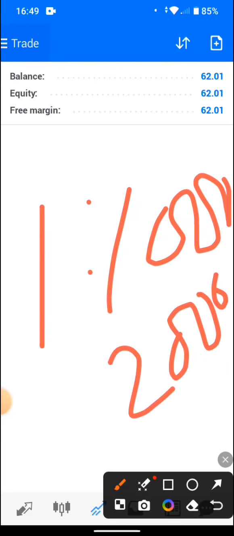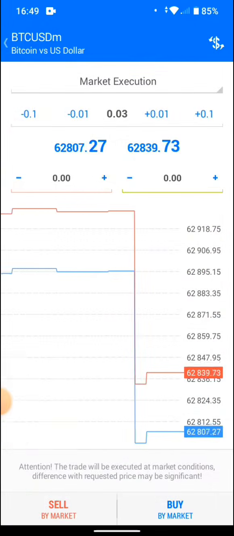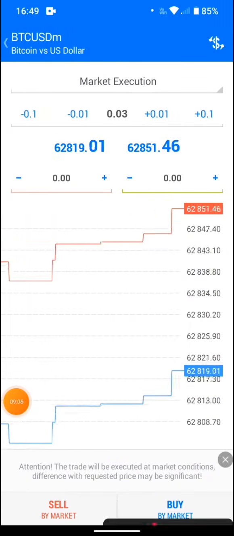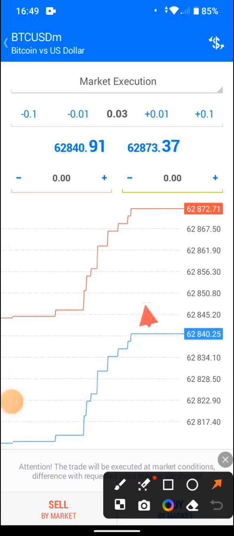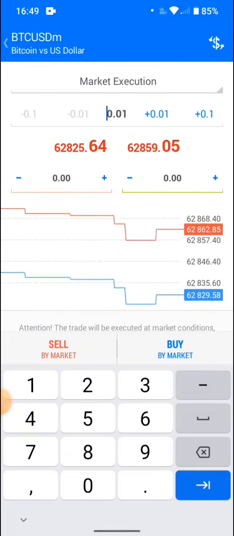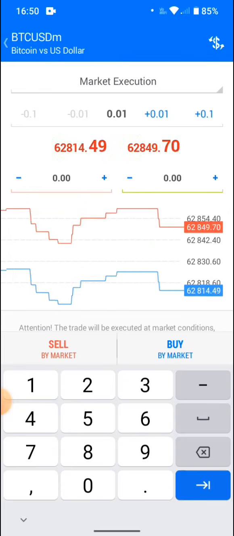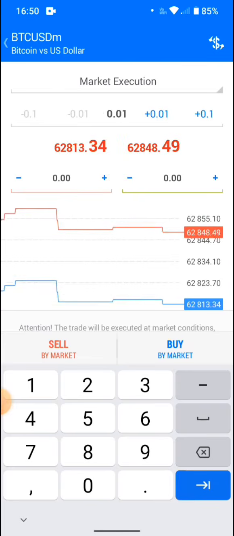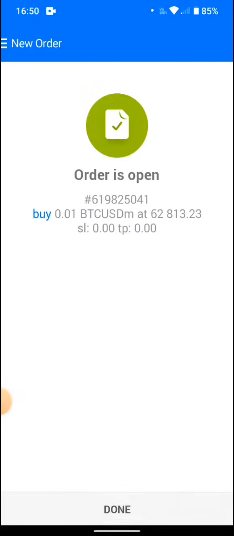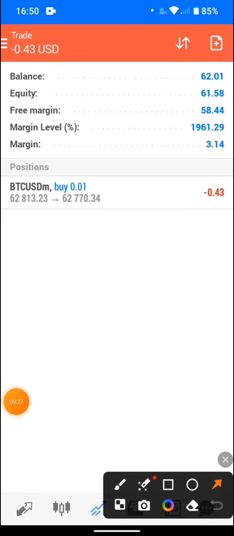For example, I have this $62 now. If I come to BTC here and I want to enter a trade, this is the lot size here. With this account, what I can basically do is, this is the smallest lot size, 0.01. This is where you tend to add. If I tap buy, you see, this is basically what I'm trying to say to you.